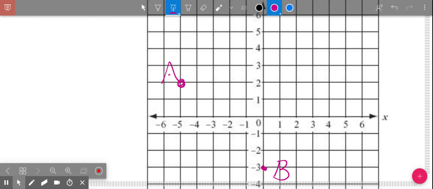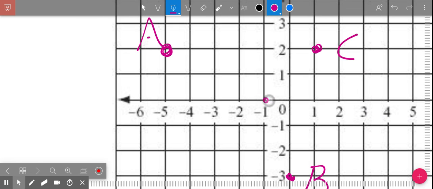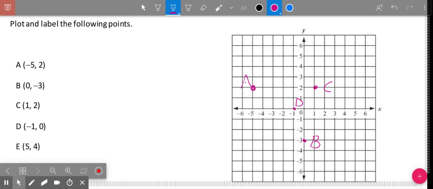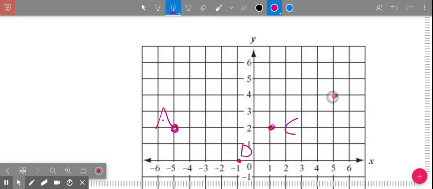1, 2. Negative 1, 0. That's going to be point D. So back to negative 1, and then I don't go up or down. And then 5, 4. So over to 5, up to 4. And that's going to be E.